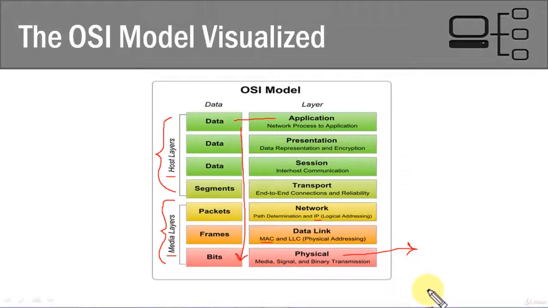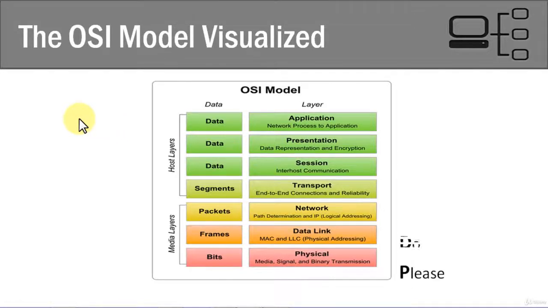Now when a computer receives it, instead of going down, it has to go up. So when it's receiving it, it's going to go all the way up and into the application, and it's pretty much going to do the exact opposite process of going back down. And this is going to make a bit more sense when I show you a representation on the next screen.